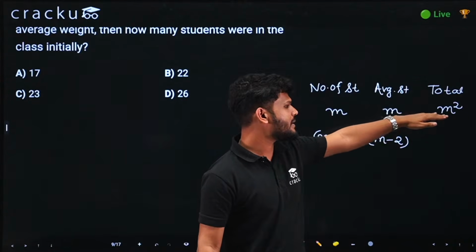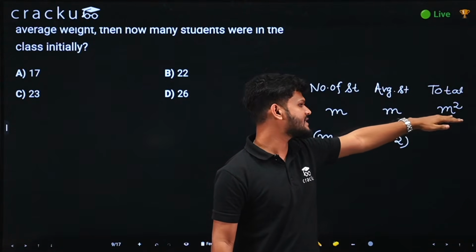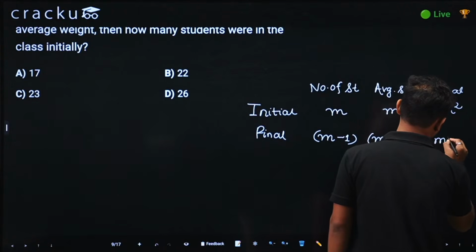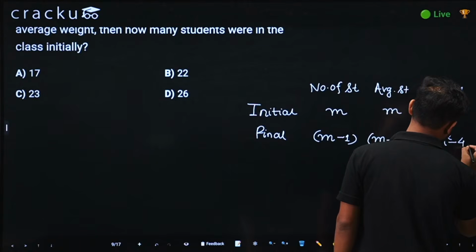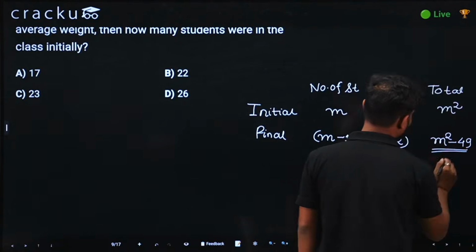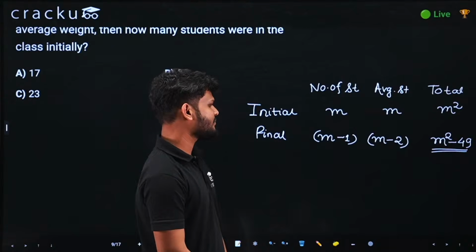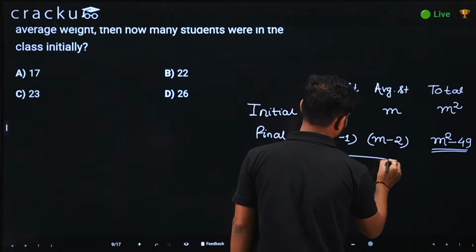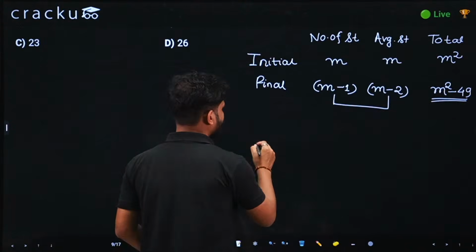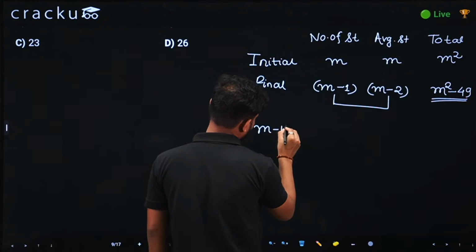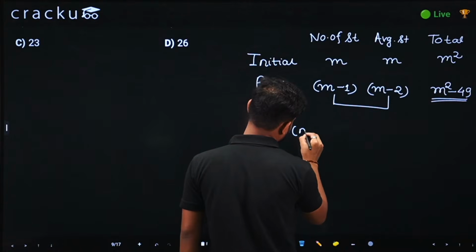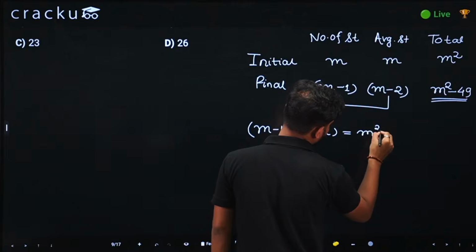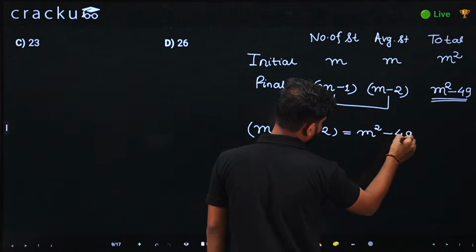And how many kg did we remove from the total? We removed 49 kg from the total. So the new total weight will be m square minus 49. But this m square minus 49 should also be equal to the product of these two. So m minus 1 into m minus 2 is equal to m square minus 49, right?